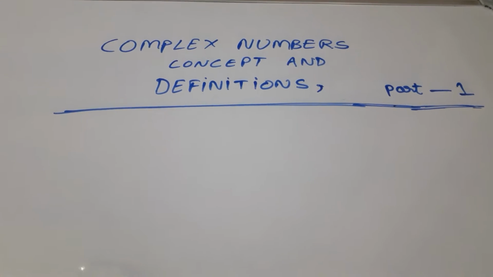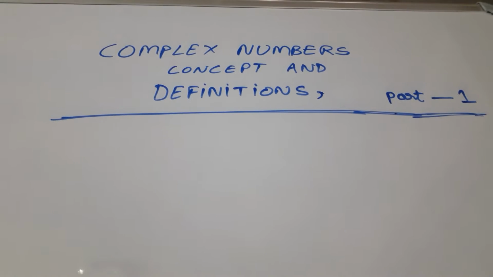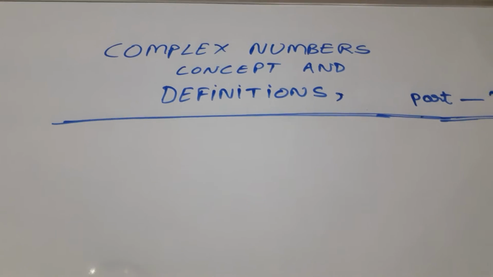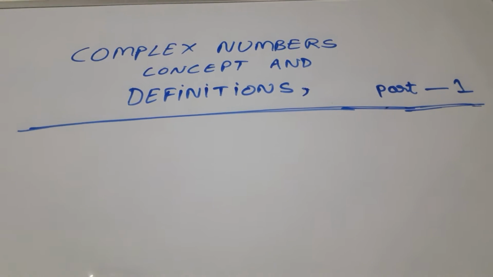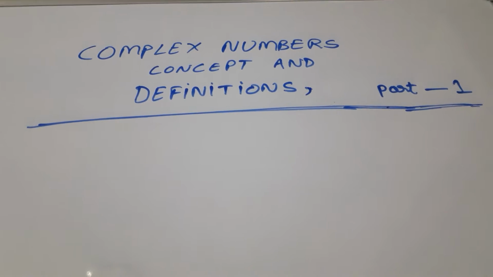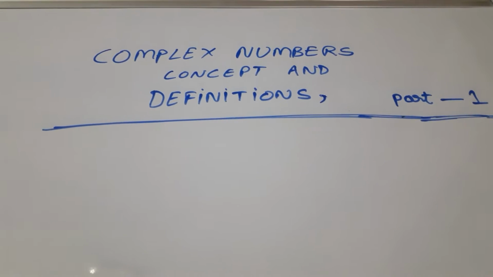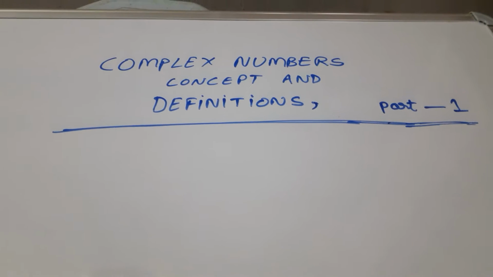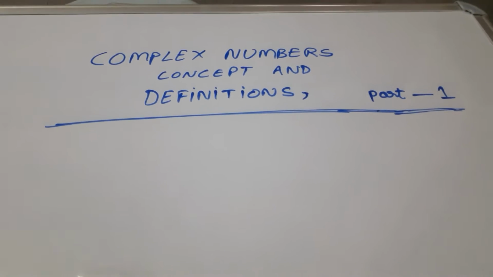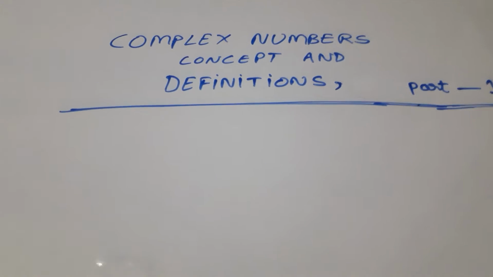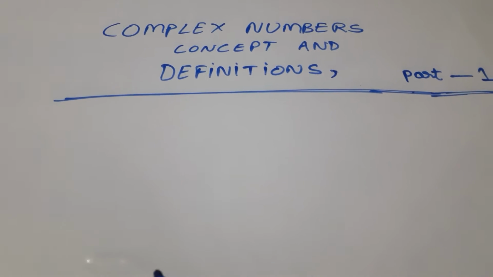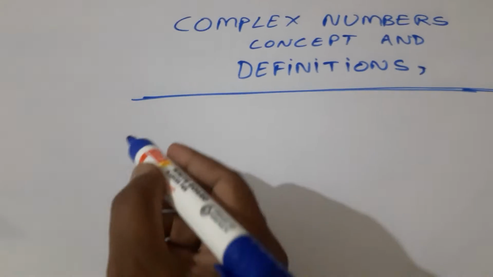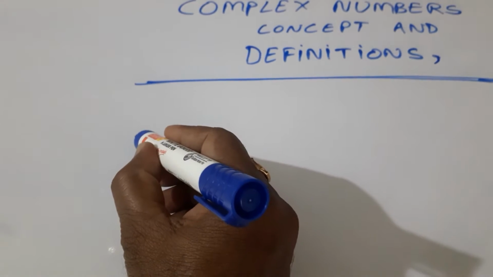Today, let us discuss the chapter Complex Numbers, Concept and Definitions. This is part 1. In this chapter, we discuss the definition of a complex number and properties of complex numbers, and some more definitions also we can discuss in this chapter. So, first, let us see the definition of a complex number.